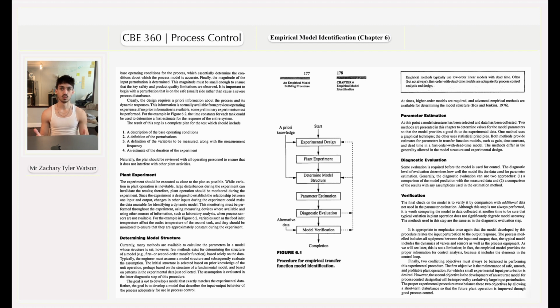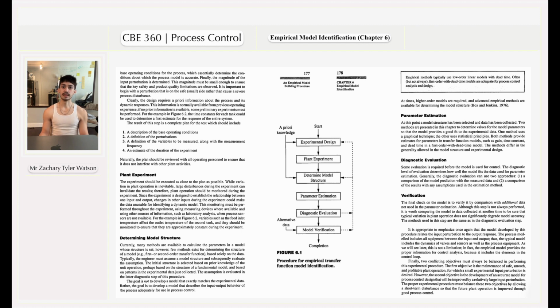It is appropriate to emphasize once again that the model developed by this procedure relates the input perturbation to the output response. The process model includes all equipment between the input and the output. Thus, the typical model includes the dynamics of the valves and sensors, as well as the process equipment. As we will see later, this is not a limitation. In fact, the empirical model provides the proper information for control analysis because it includes the elements in the control loop. Finally, two conflicting objectives must always be balanced in performing this experimental procedure.